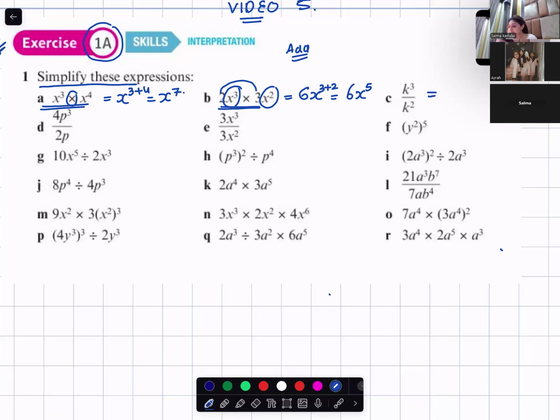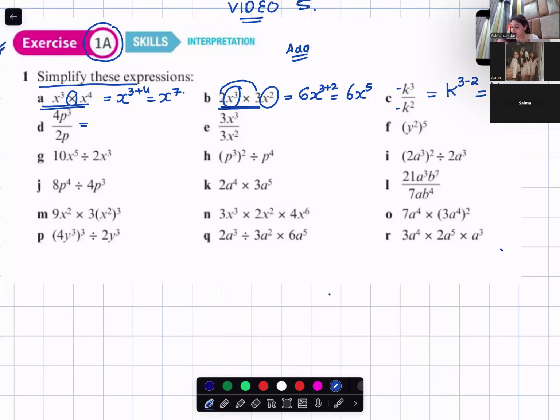Division means subtract. So you're going to apply your law of indices. The base is the same. So this will become k, 3 minus 2. So this is nothing but your k.